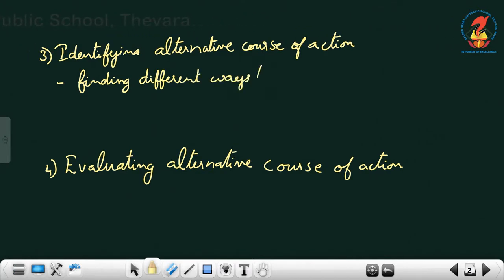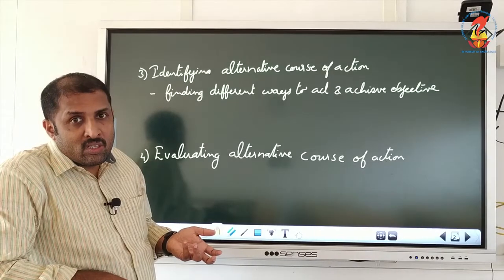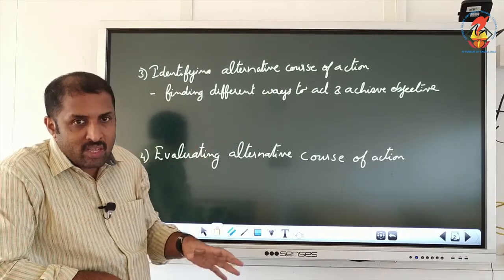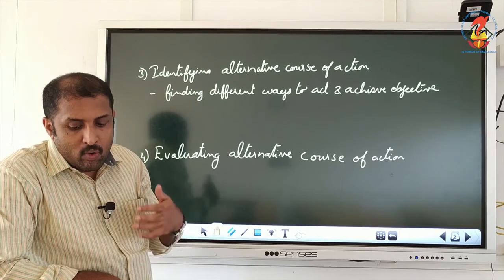Different ways to act and achieve objectives. For achieving objectives, finding out different ways, different methods. In order to reach the objective, what are the different methods we have? That is to be found.